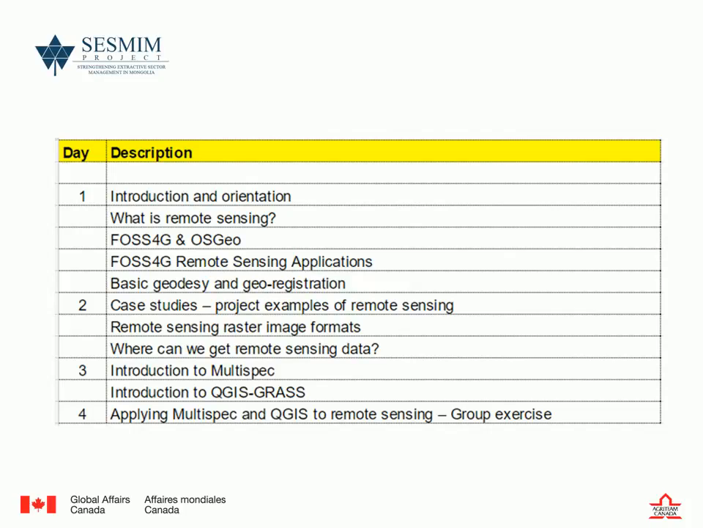Okay, so based on what we want to do, right now we're doing an introduction and orientation. We'll talk a little bit about remote sensing. We'll look at FOSS4G and OSGeo, so what they are, where they are. If you have internet, you can download it yourself. And then we'll talk about basic geodesy and geo-registration or geo-referencing. So this is day 1.